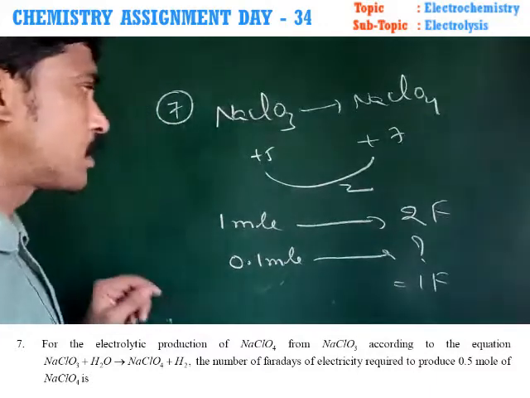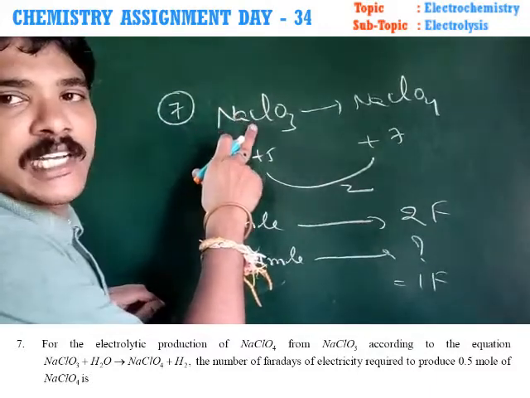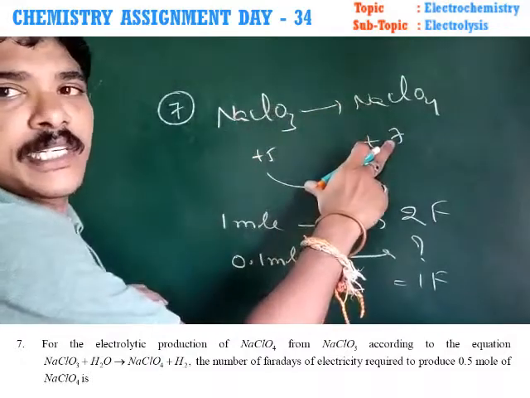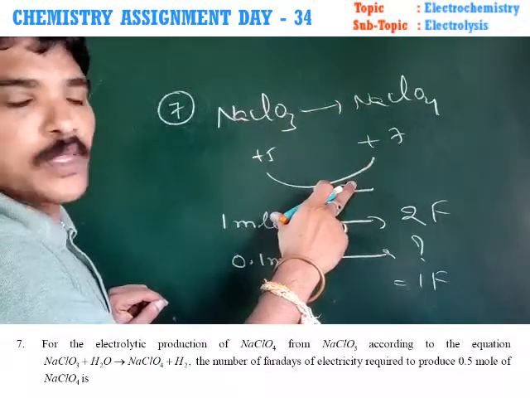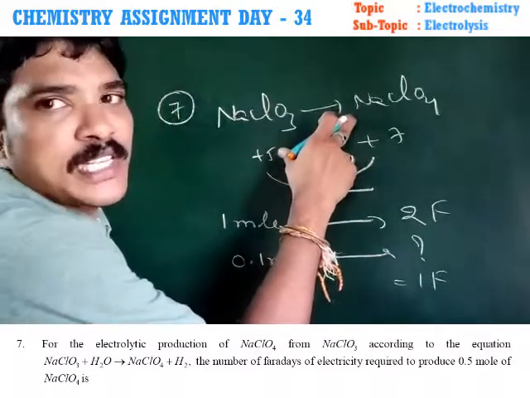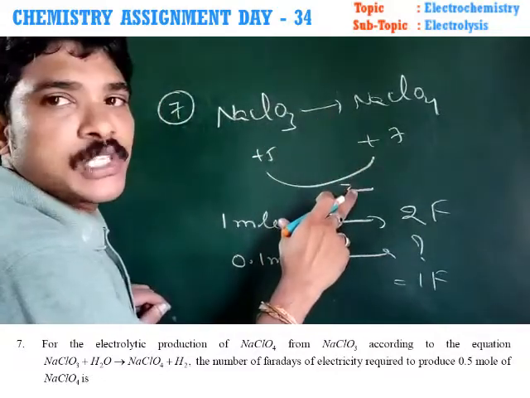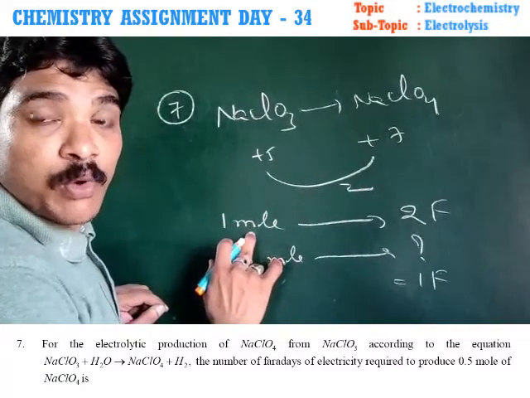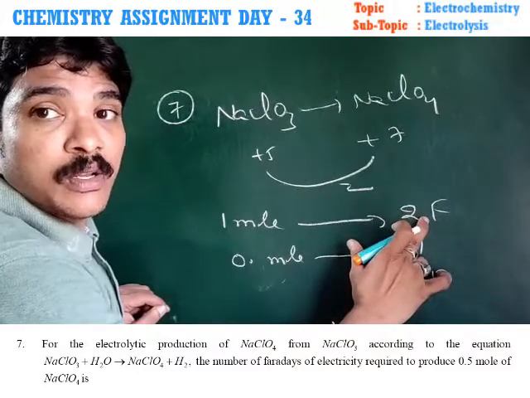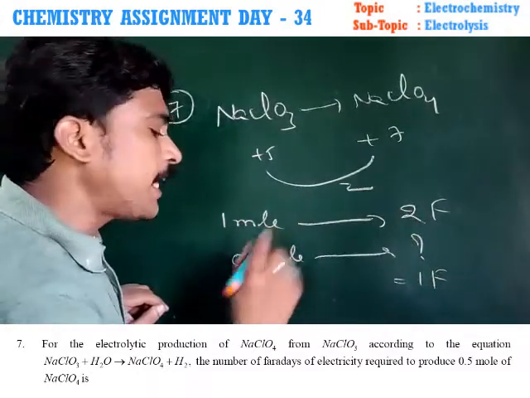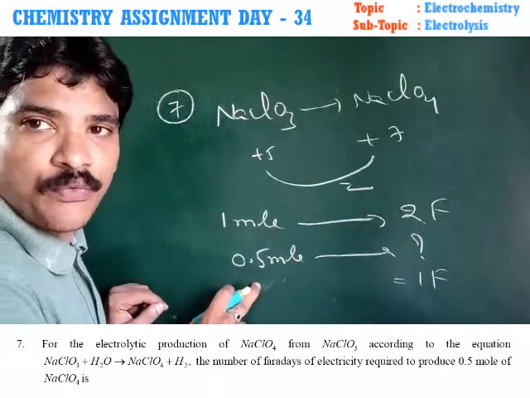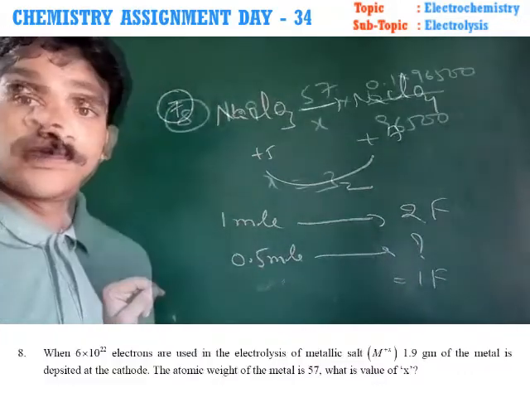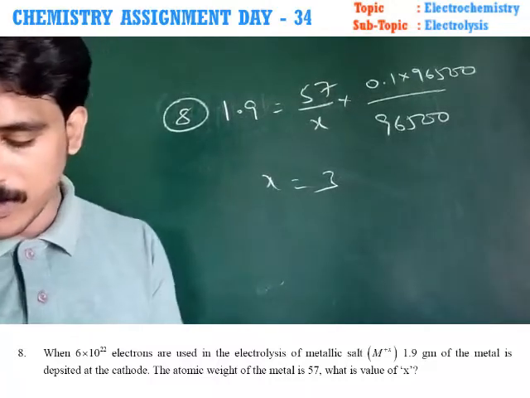NaClO4, 0.5 moles. Based upon the reaction of NaClO3 to NaClO4, the change in oxidation state is +5 to +7, that is 2. That means to get 1 mole of NaClO4, the required current is 2 Faraday. To get 0.5 mole of NaClO4, the required current is how much? That is 1 Faraday.